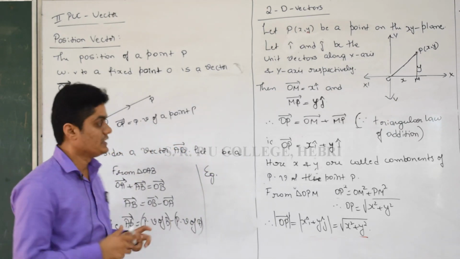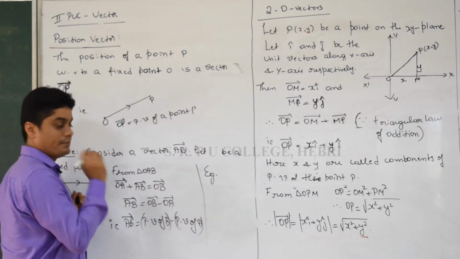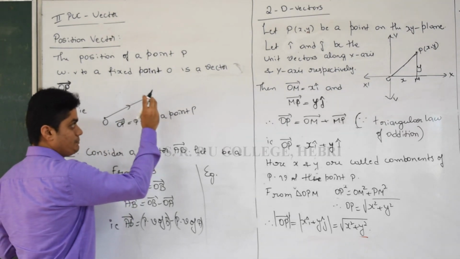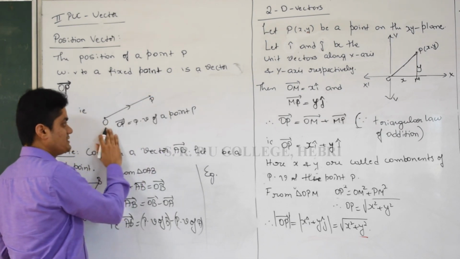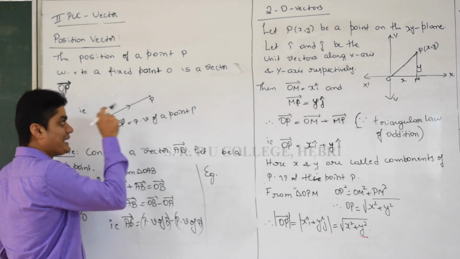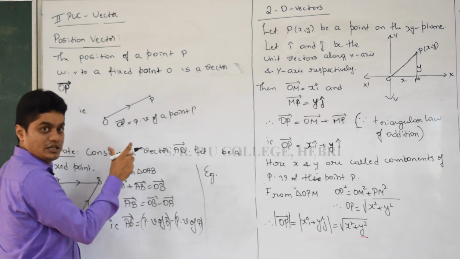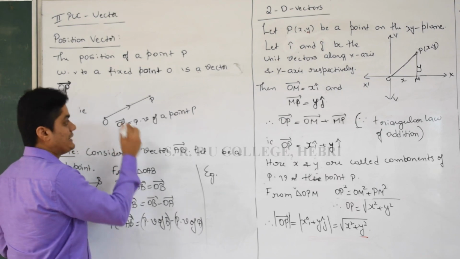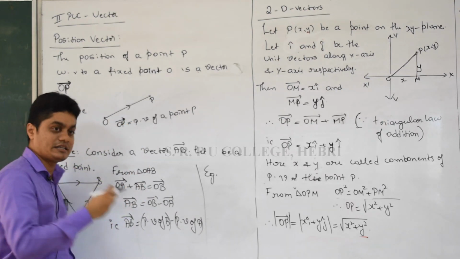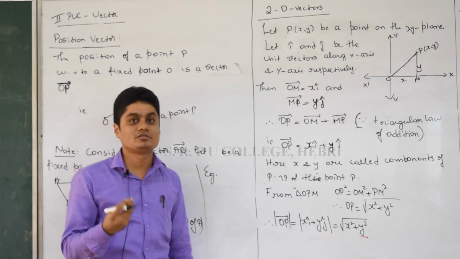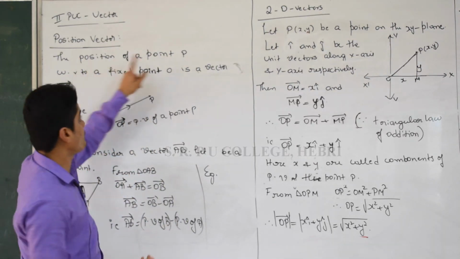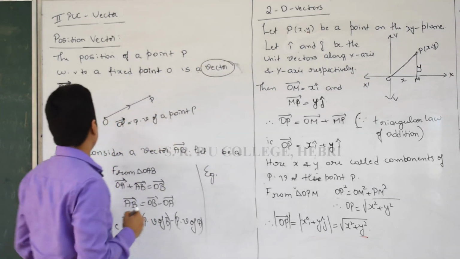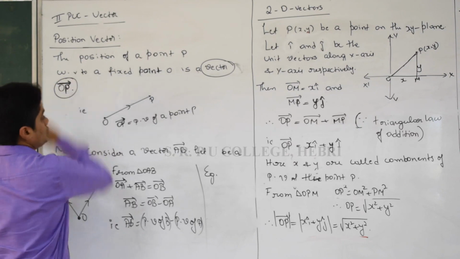In the same way, if I consider O as Hebri and the point P as Udupi, then to exactly reach the destination, the person from Hebri must know the direction as well as the magnitude of the distance. Both must be there: magnitude and direction. When you have a direction and magnitude for a quantity, that quantity is known as a vector. So the position of a point P with respect to a fixed point is a vector. Remember, it is the vector OP.